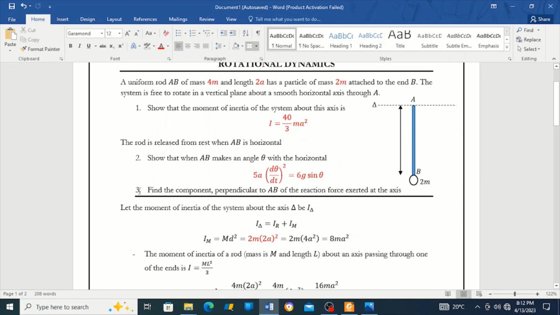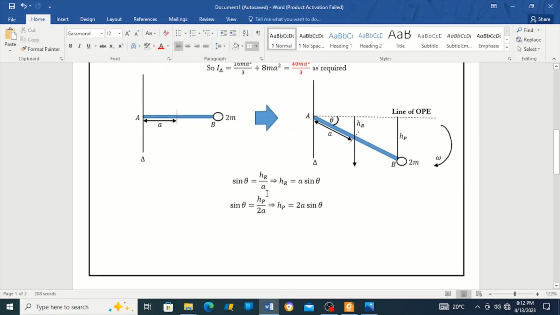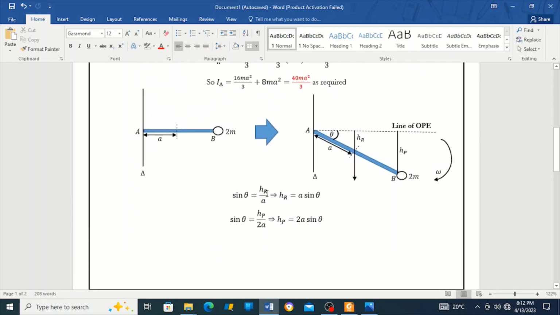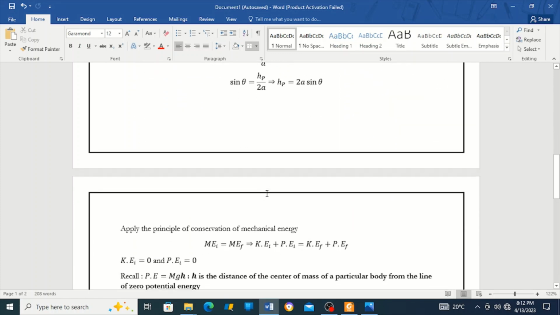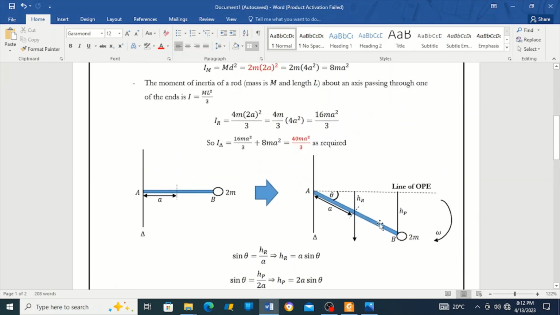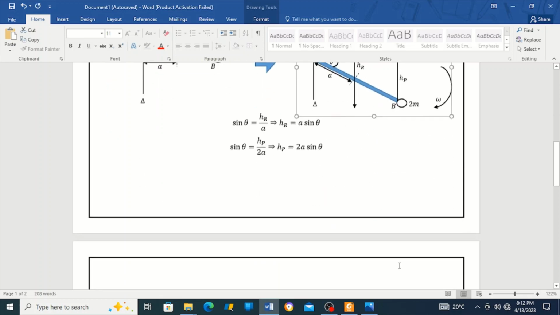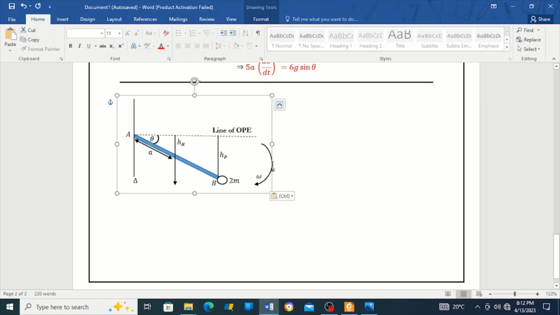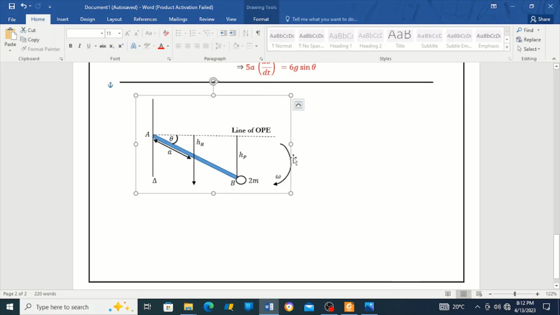So in this question 3, we are supposed to find the component perpendicular to AB of the reaction force exerted at the axis. That's what we are doing. Like I said, if you're just joining us, watch the previous video on this so you don't get lost. Okay, so like I explained, what we are going to do is draw our diagram first. I'm just going to edit the diagram you see here.